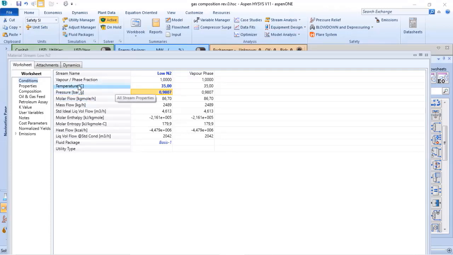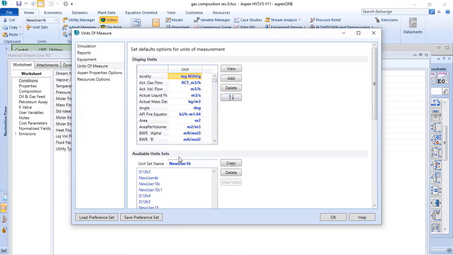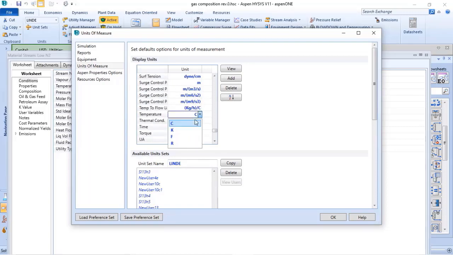I don't want bar G, I don't want Celsius. I want every piece of information that I add to my conditions to be in Kelvin and also kilograms. So to solve that, let's go to unit set. Aspen Hysys makes a copy of the current system of units. You can name that after your customer. For instance, let's suppose I'm dealing with Linde, and now I can change my system of units. I want pressure as kgf, and I want temperature as Kelvin.